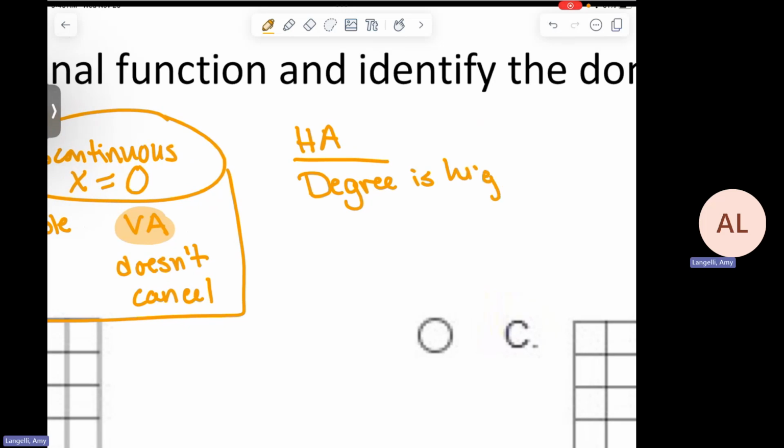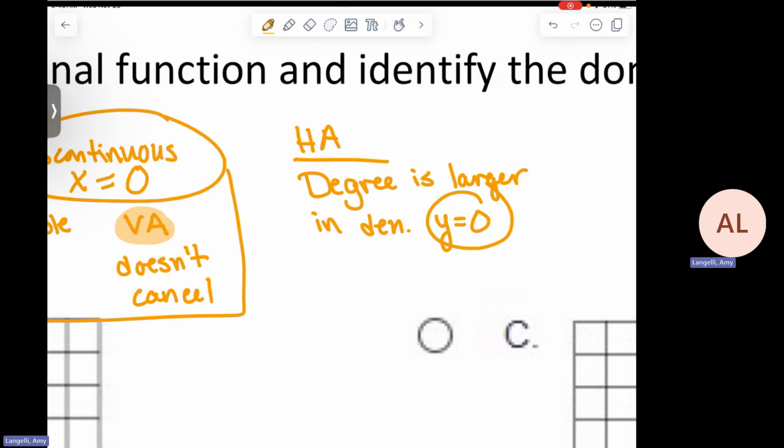I like higher. No, I don't. Larger. In the denominator. Yesterday, if the degree is bigger in the denominator, do you remember what the horizontal asymptote is? That's if they're the same, then you do the ratio thingy. So if the degree is larger in the denominator, your horizontal asymptote is y equals 0.